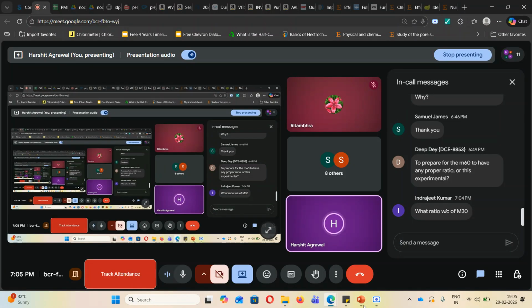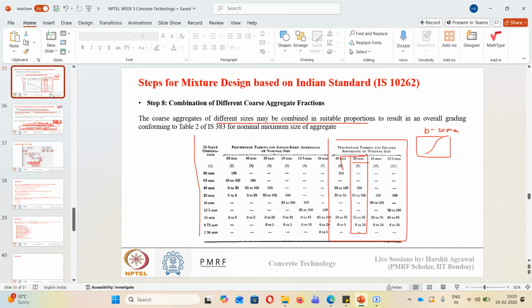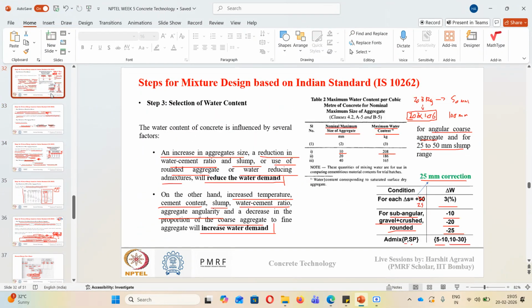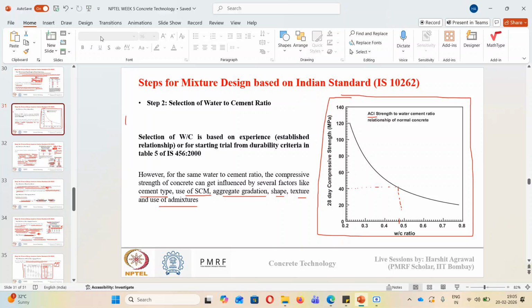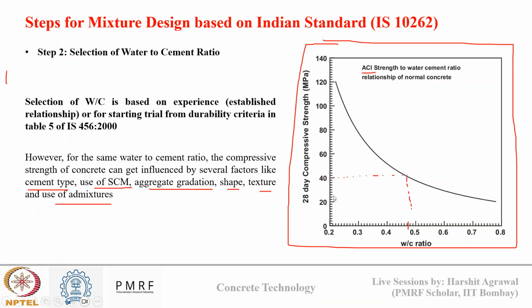What ratio W by C for M30? So basically for this, you need to do some trial mixtures. Or you can see from this W by C ratio relationship with strength. For M30, generally we go for a W by C ratio between 0.5 to 0.6. Suppose you choose 0.55, then with that W by C ratio, you need to do one trial casting.